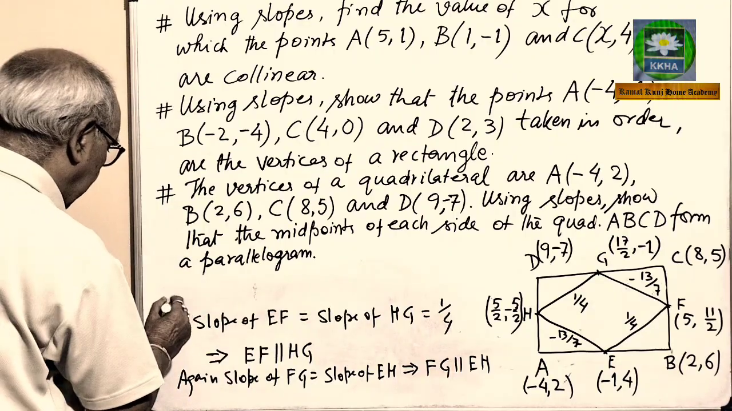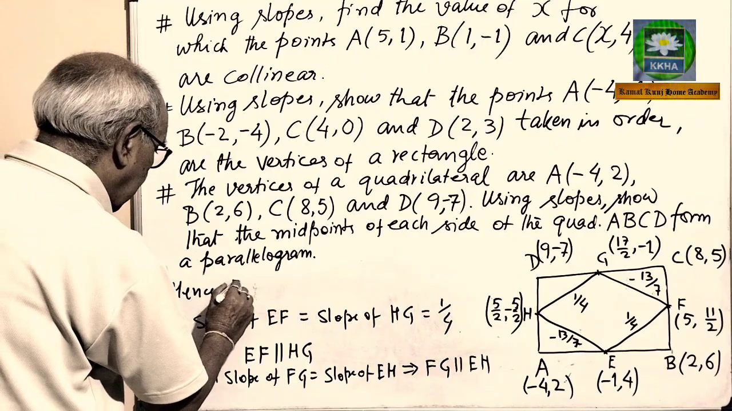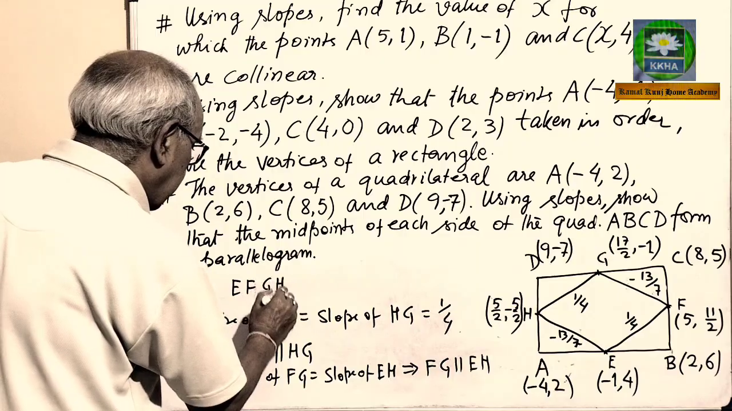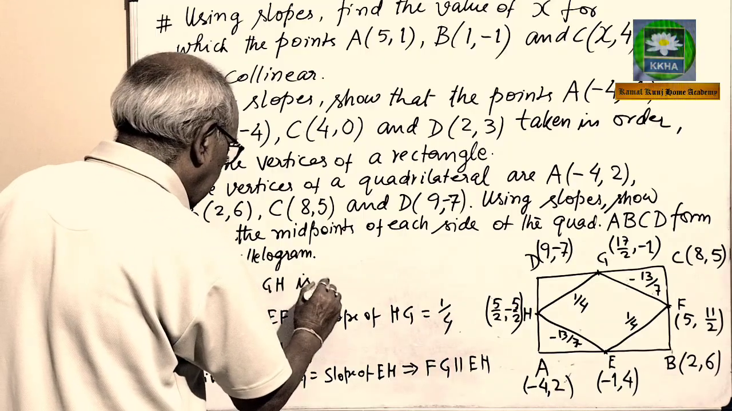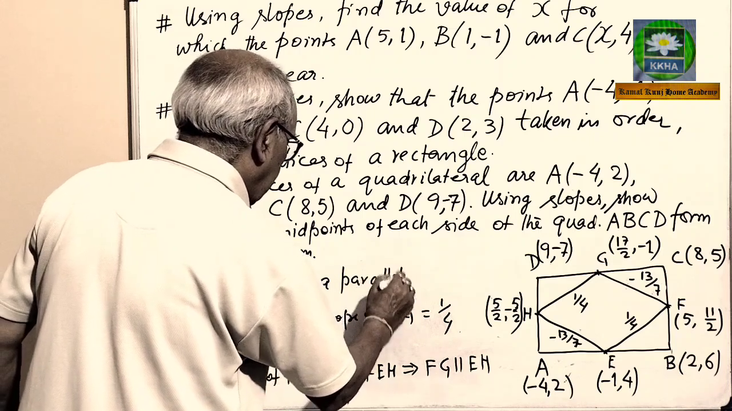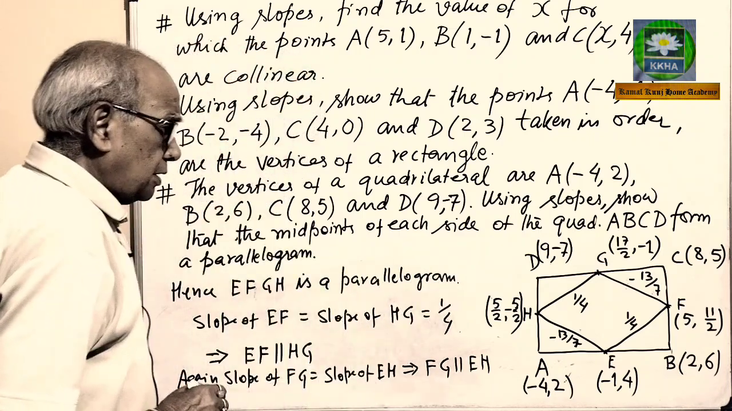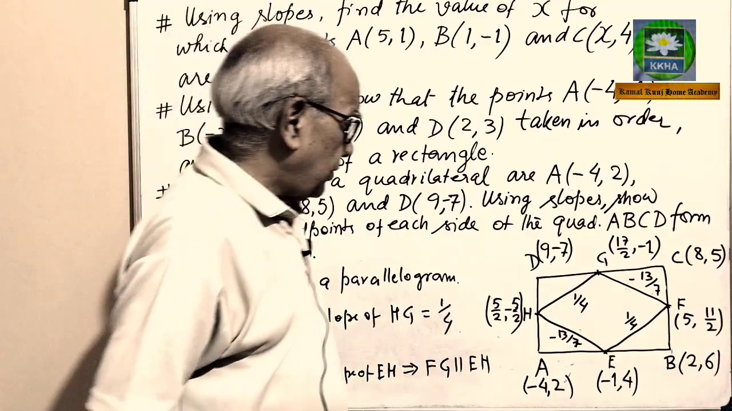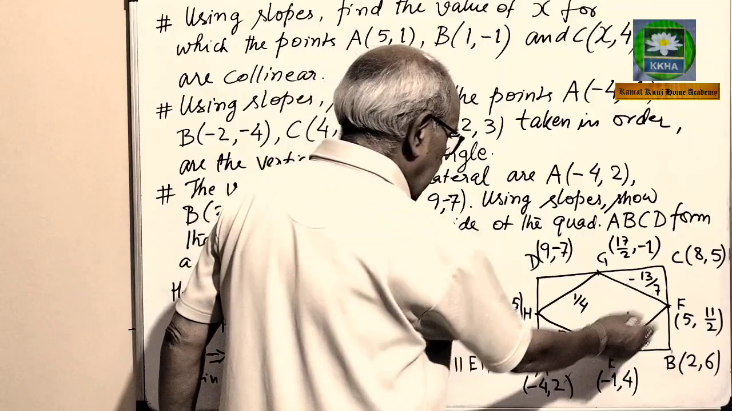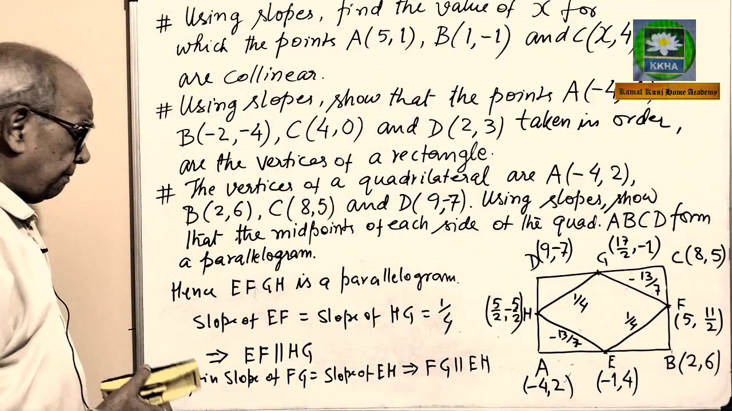Hence, EFGH is a parallelogram. Hence, opposite sides are parallel. Opposite sides of this quadrilateral joining the midpoints of the sides are parallel, so this is a parallelogram.